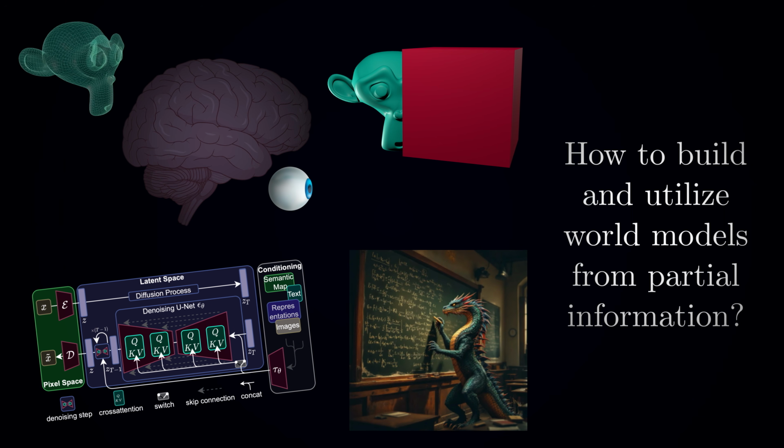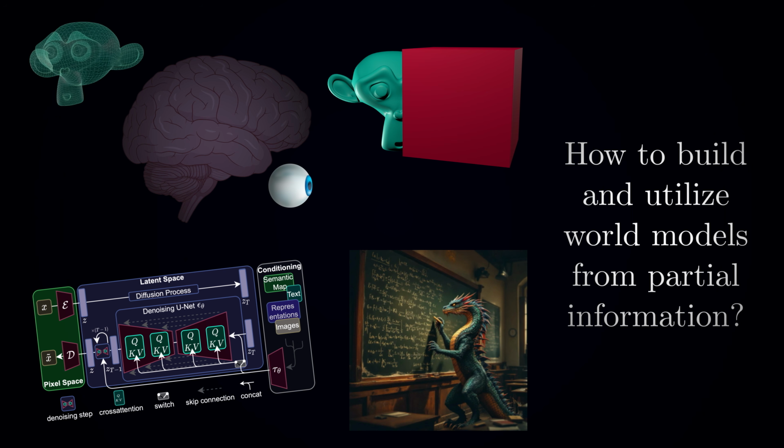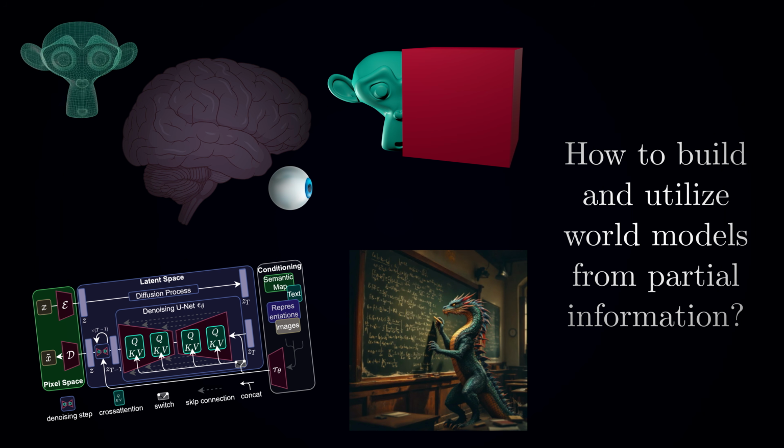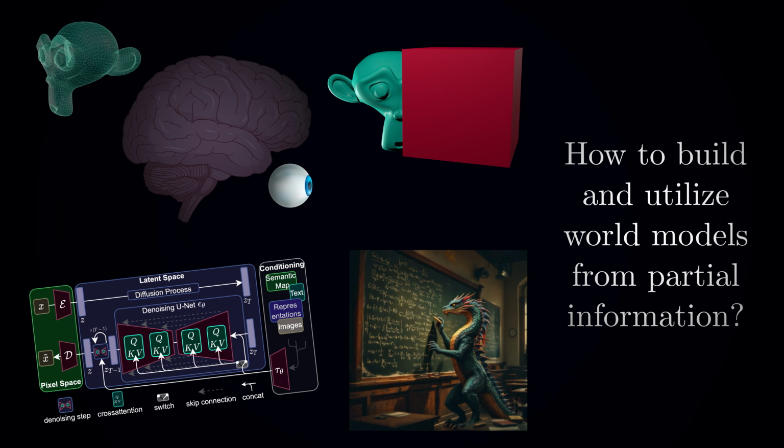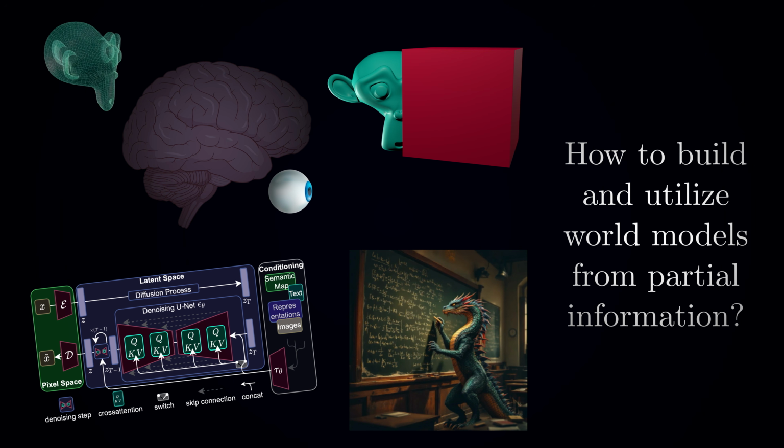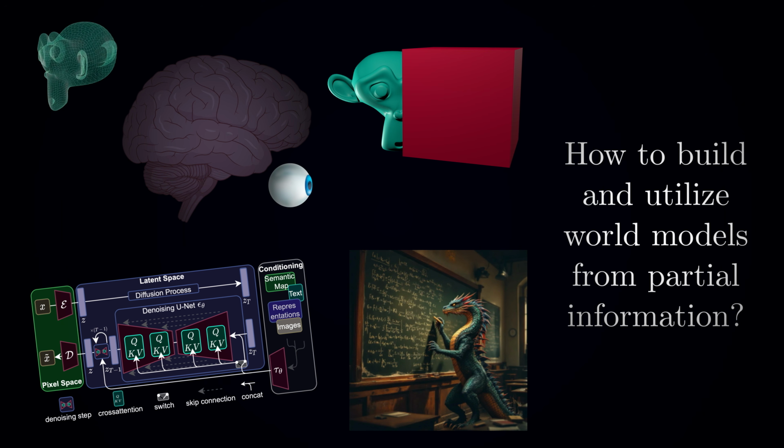When your brain identifies a partially obscured object, or an AI generates a vivid image from a text prompt, both are solving the same deep challenge: reasoning under uncertainty with incomplete data. This fundamental problem lies at the heart of natural and artificial intelligence. How do you create efficient and accurate models of the complex world from limited clues?